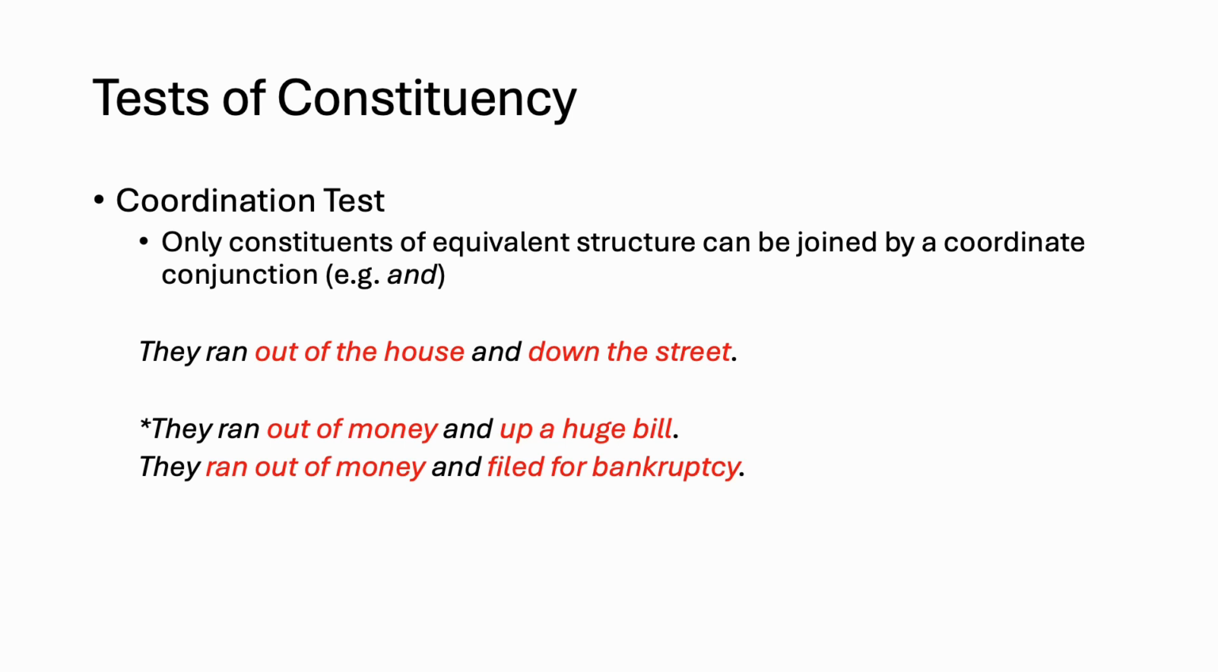You could say they ran out of money and filed for bankruptcy, because then you've got a verb phrase and a verb phrase. They ran out of the house and down the street, because then you've got prepositional phrase and prepositional phrase. But run out of is actually a verb chunk, okay? And you can't really break it up. And that is it for constituents. So as speakers of a language, you have a sense of what constituents are, but it's interesting and fun to look at these different things and see the internal structure of language. It's way more complicated than we thought.